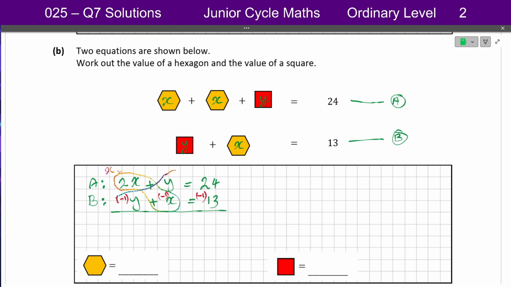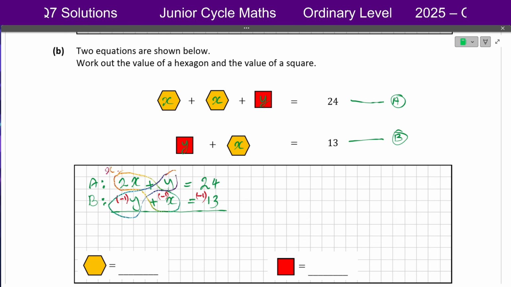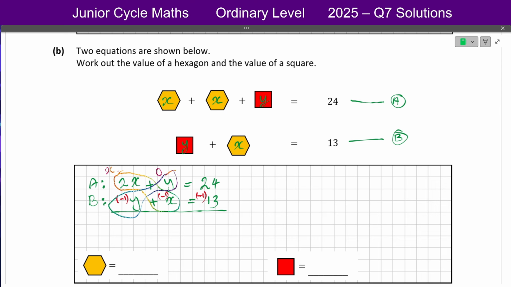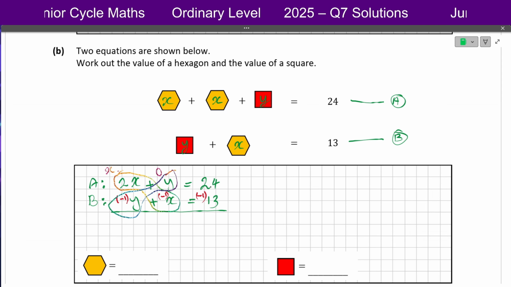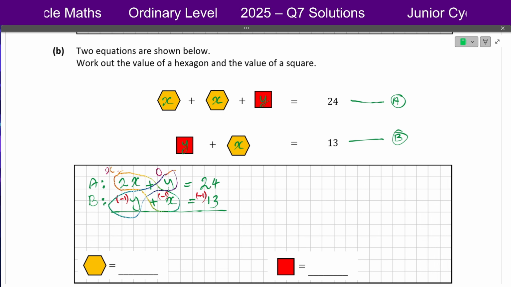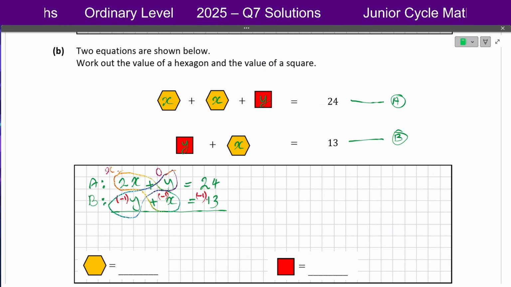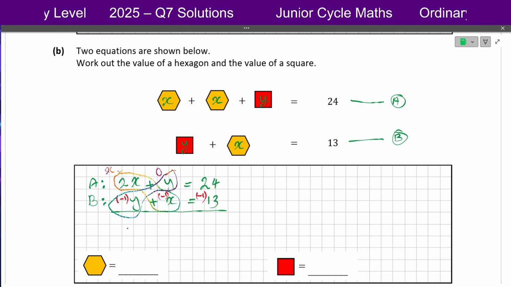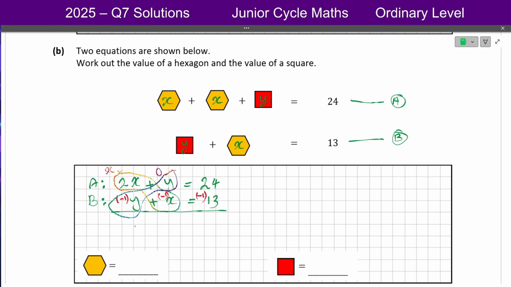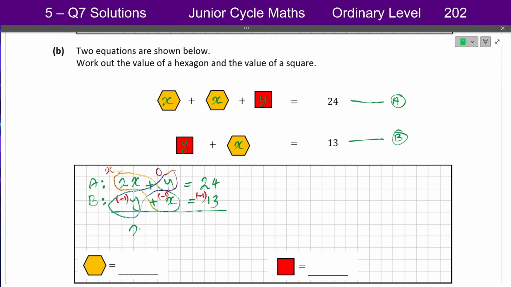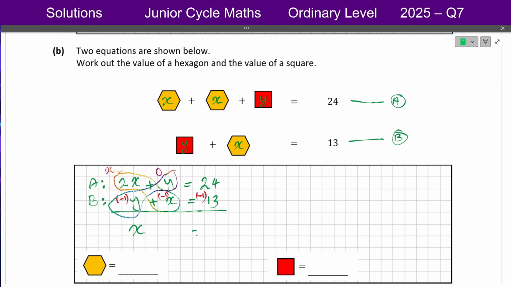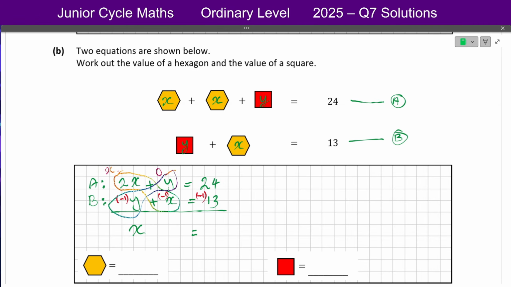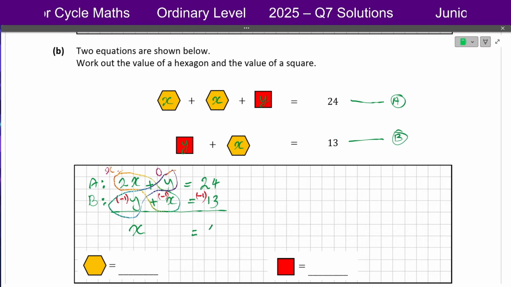Plus y minus y, here we have 0. Y minus y equals 0. And also from the right side of the equations, we have 24 minus 13, which is 11. So what we get is only x. If we add those two equations together, we have x equals what? 24 minus 13, we have 11.